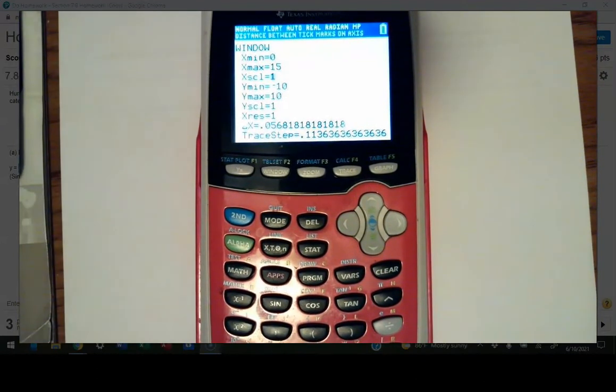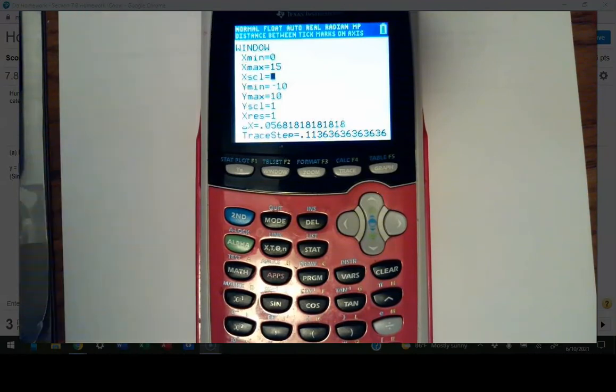So I made my X values from 0 to 15 instead of from 0 to 9, because I want to be able to see every data point. I don't care about the X scale. That just means my little tick marks are going to be 0, 1, 2, 3, 4, 5. Okay, so the next thing is going to be my Y min.